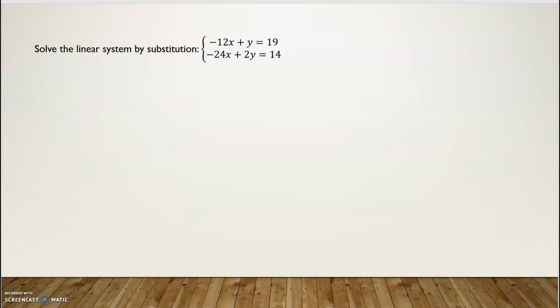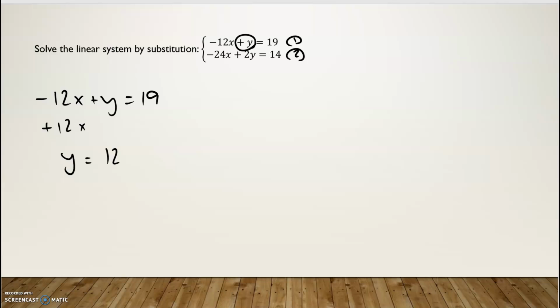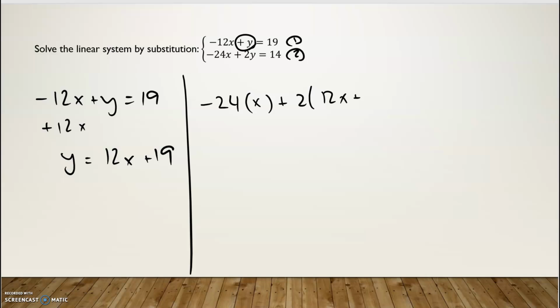Now let's look at this one right here. So notice I have a coefficient of 1 right here, so I'm going to take equation 1, solve it for y, and then plug it into equation 2. So that means I'm just going to move the 12 over to the other side. So 19. So y is 12x plus 19. Okay, and then I'm going to plug this back into this equation here. So wherever I see a y, I'm going to replace it with 12x plus 19, and that is equal to 14.